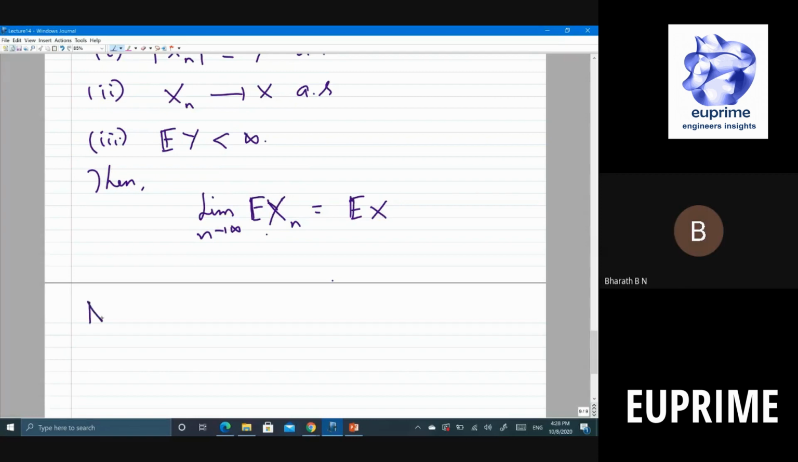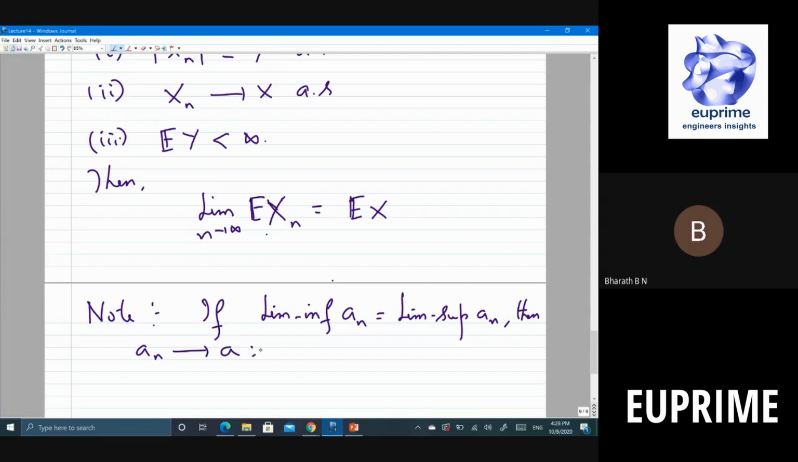Okay, so there is one more note. If liminf of an equals limsup of an, then an converges to a, which is nothing but the limsup of an or the liminf of an. That means if both limsup and liminf are the same, then we say that an converges, and it converges to the limit a, which is given by limsup or liminf.